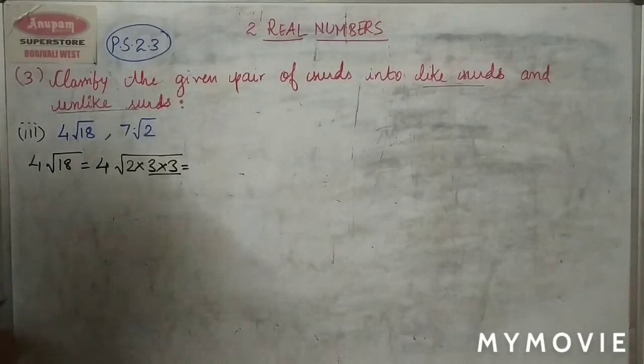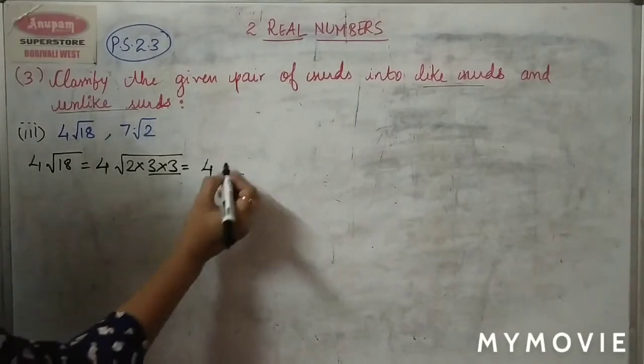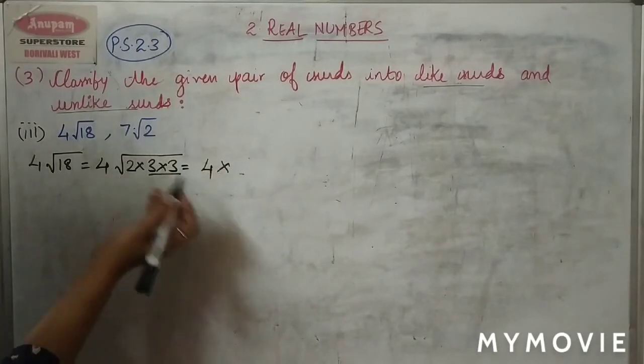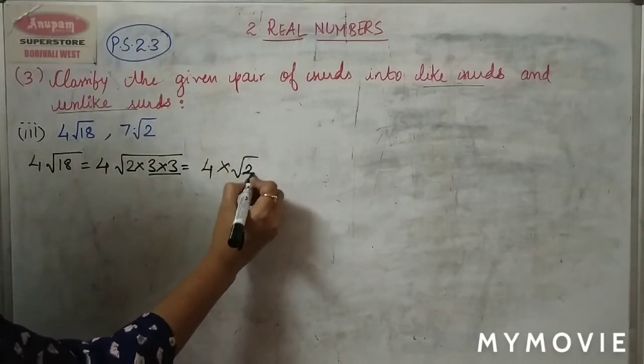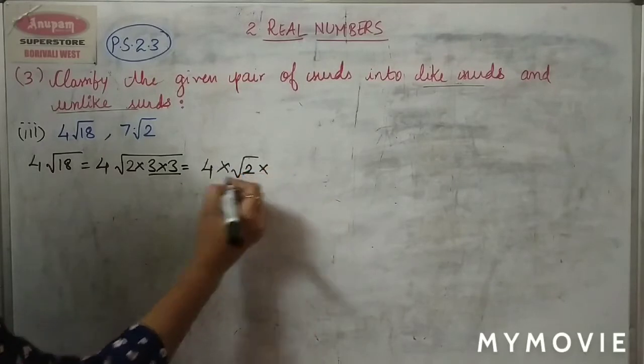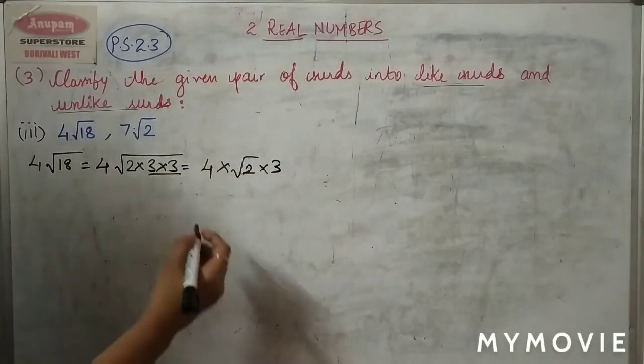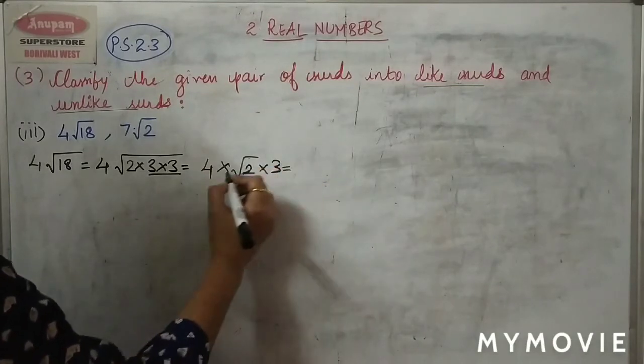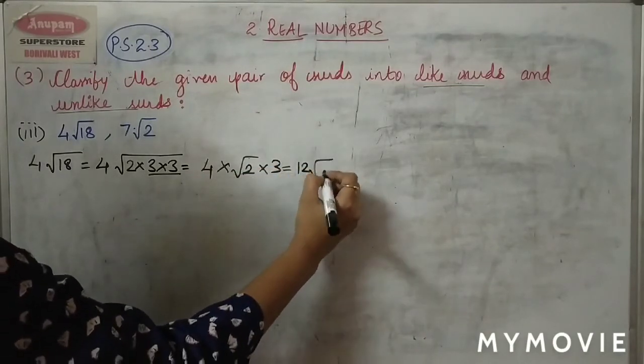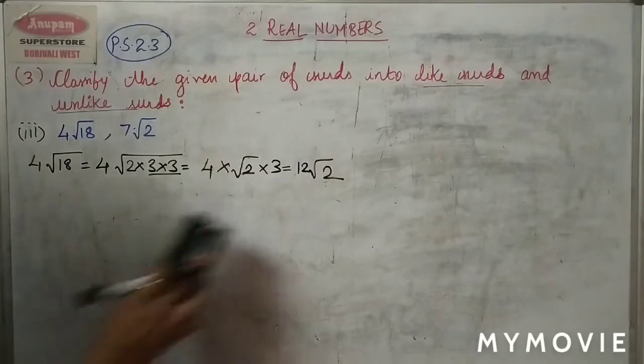See, I'll repeat once again. This 4 will remain as it is, multiplied by this 2 does not have a pair, so this will remain square root 2. And for this 3, since it is a pair, this will remain only single 3. And therefore we'll get this as 4 3s are 12 root 2. So this will be 12 root 2.